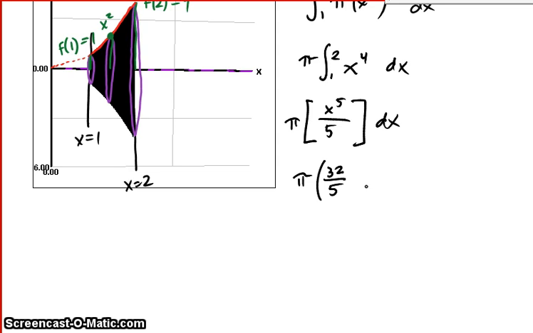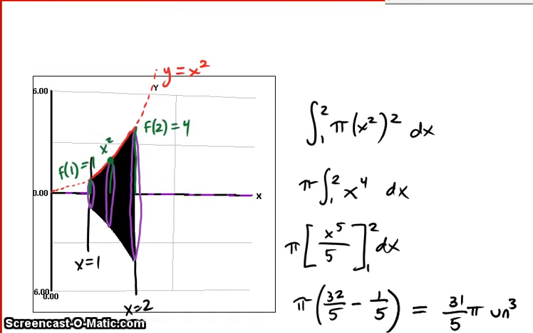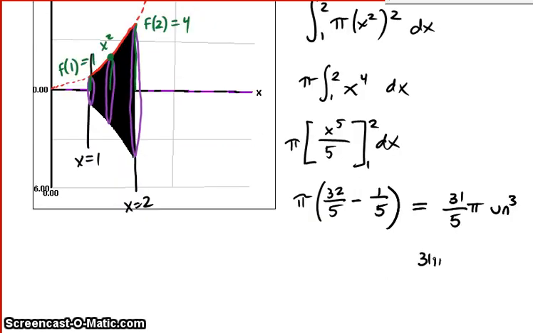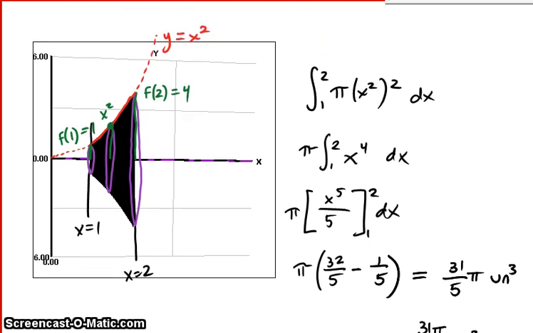When we plug a 1 in, I should have put that in there, from 1 to 2. Can't forget that. From 1 to 2. There we go. So this is the first fundamental theorem of calculus. When we plug a 1 in, we get 1/5. Our final answer then is 31/5 pi units cubed. You can confirm this with the book. Yes, they actually write it in the book as 31 pi over 5 units cubed. Clearly that is the same thing.